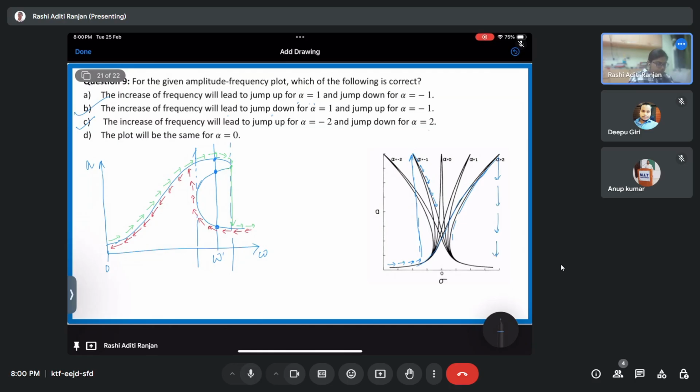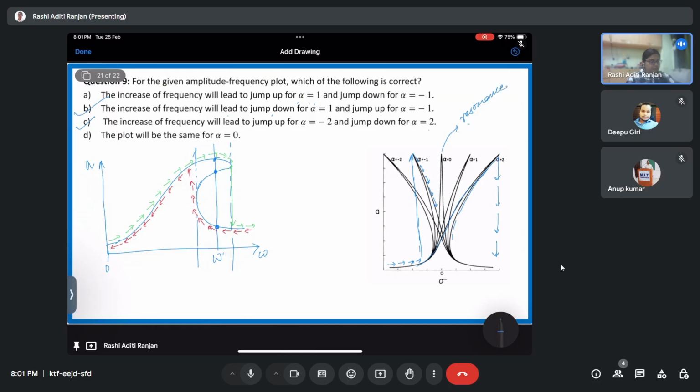Yeah, it is going to lead to a jump down, and for alpha equals -2, it is going to lead to a jump up. And the plot will be the same for alpha equals 0. Well, this is not correct. How is the plot the same? The plot is straight, although this is the resonance condition.